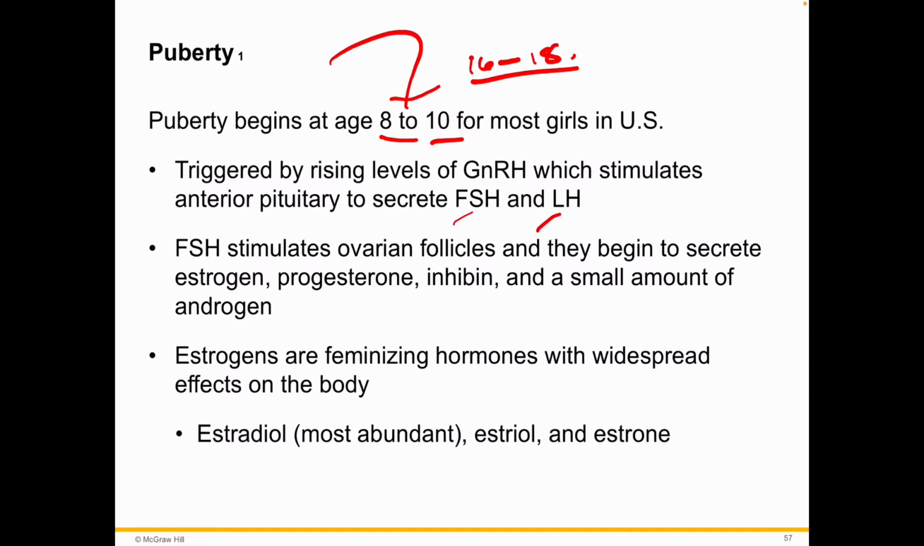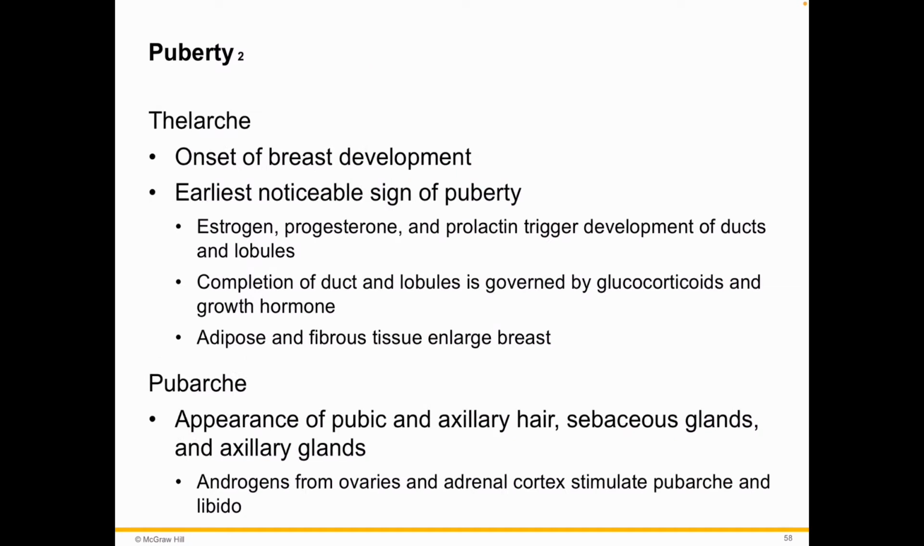Follicle stimulating hormone, or FSH, stimulates the ovarian follicles, and they will begin to secrete estrogen, progesterone, inhibin, and higher amounts of these items, and a little bit of androgen as well. A bit, not much. Estrogens are what we refer to as the feminizing hormones, and they have widespread effects on almost every cell type in the entire body. The most abundant are estradiol, estriol, and estrone.